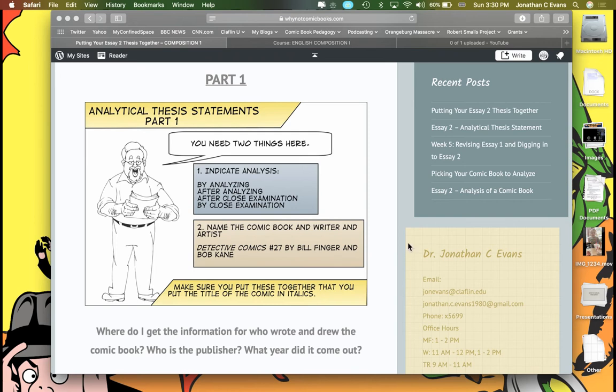So I put it here: by analyzing, after close examination, by close examination, by looking closely. I just need to make sure that I have some sort of phrasing like that, because it is important to make that very clear to your audience.